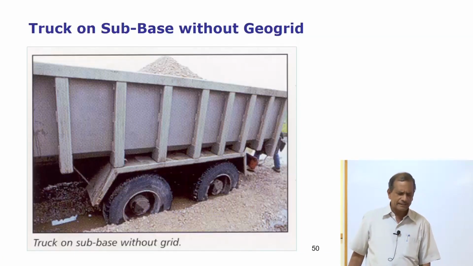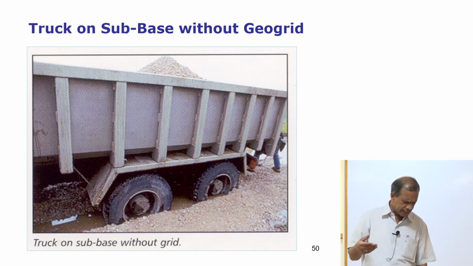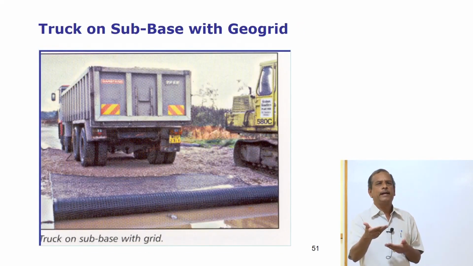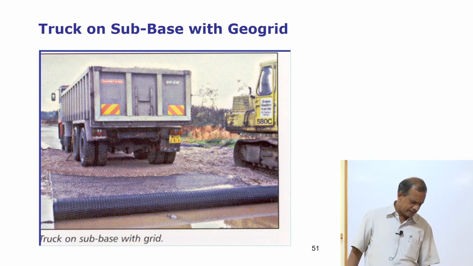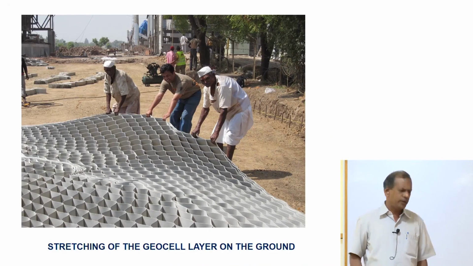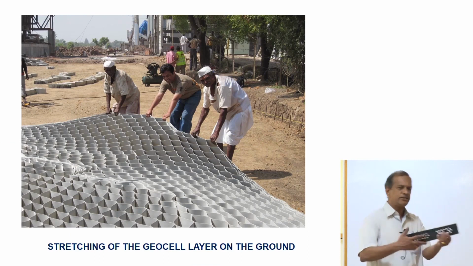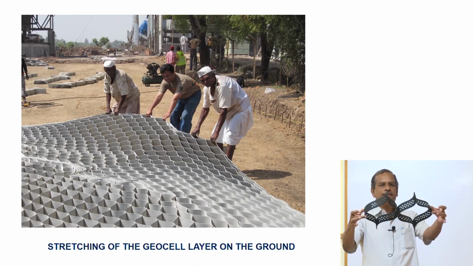Alternatively, there are other new materials that are coming. For example, if the surface subgrade is weak, a truck cannot run on that. Alternatively, if I introduce a geogrid into the layer, the subgrade gets more support, a truck can move. So that's another application of the geosynthetics. The third application which I have seen is that you can use geocells. So these are geocells which can be used for construction of the pavement layers.